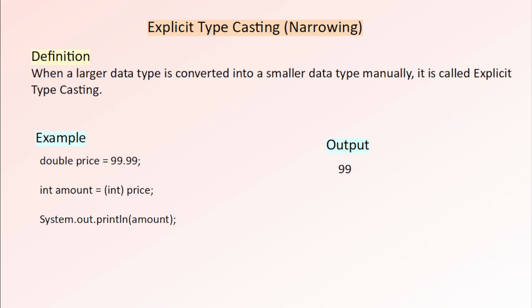So this is the opposite situation. Here we have a double value, but we want to store it inside an integer variable. Java won't allow this automatically because a double contains a decimal part. So we explicitly tell Java to perform the conversion by writing the target data type inside parentheses. This is called explicit casting.